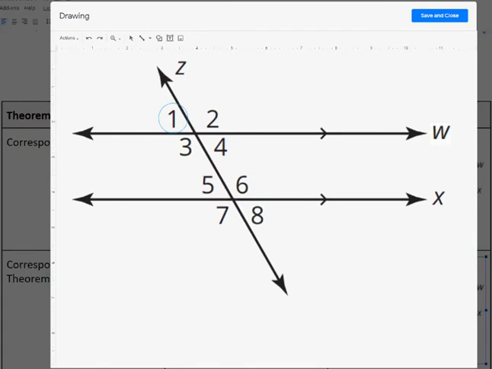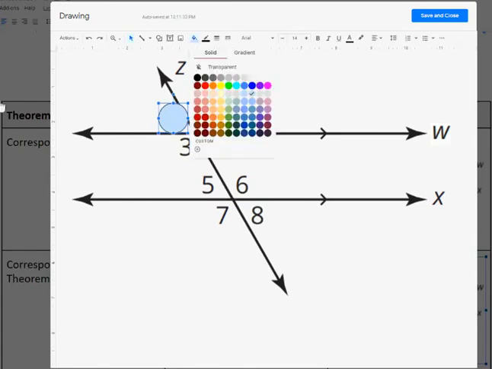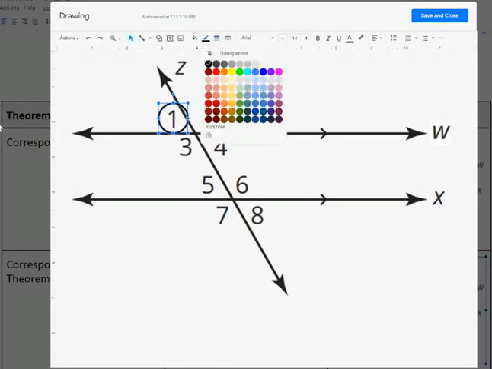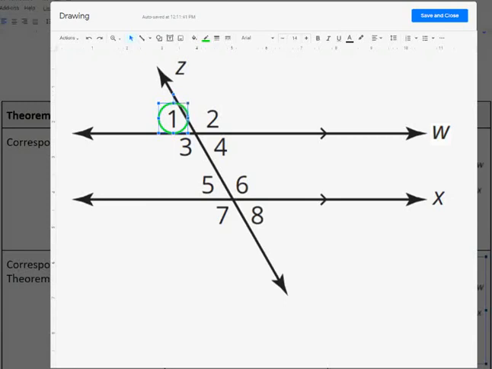Okay, so let's go ahead and make some connections here. So I'm going to make angle 1 and 5 green. So that is one set of corresponding angles. Another set of corresponding angles is if we look at 2, and let me go ahead and make angle 2 a different color. Angle 2 corresponds to angle 6.